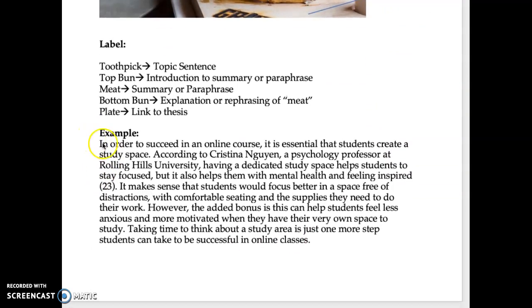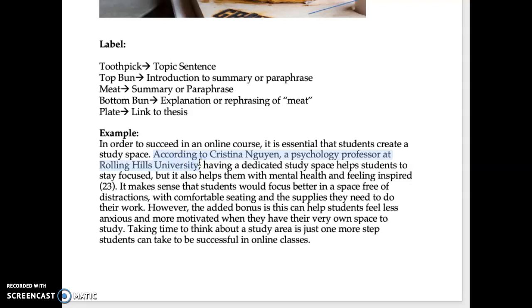So we will start out here with the topic sentence. In order to succeed in an online course, it is essential that students create a study space. So we know that this paper is probably about succeeding in an online course, and this paragraph sounds like it will talk about creating a study space and how that is helpful. Then we're going to move on to the top bun, which is the introduction to the summary or paraphrase. So we have that right here.